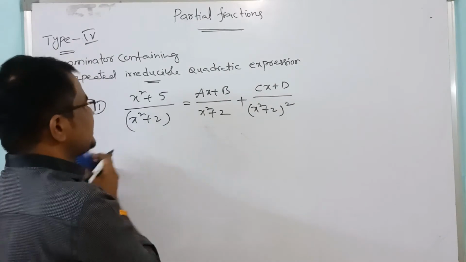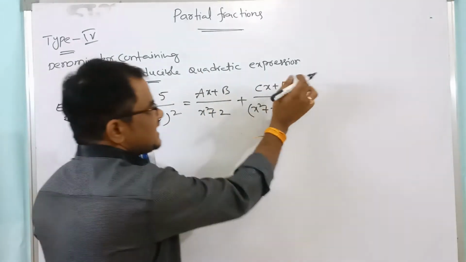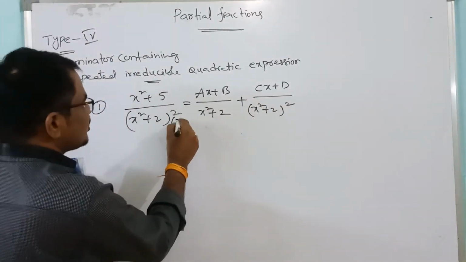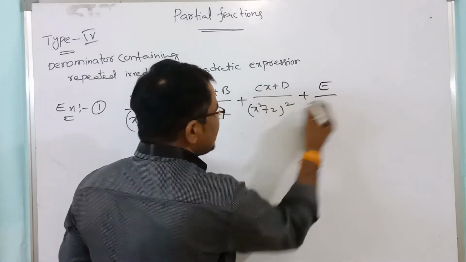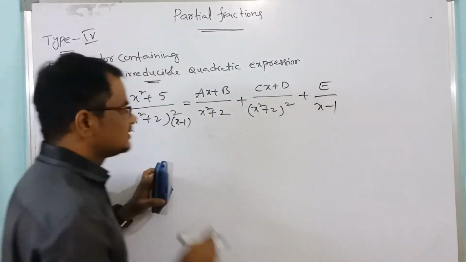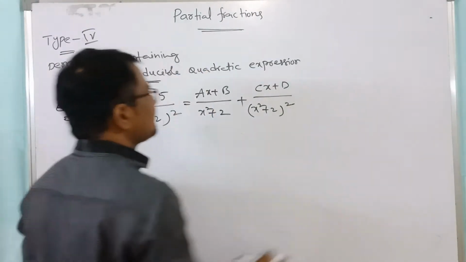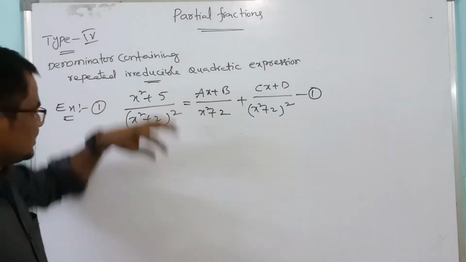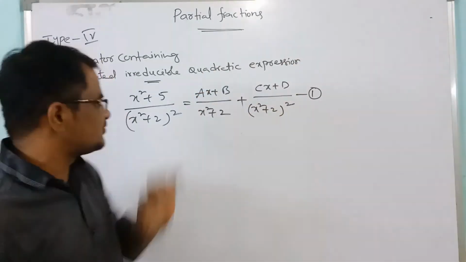Now here only the square is there: ax plus b by x square plus 2, cx plus d by x square plus 2 whole square. Suppose here one more linear is there, x minus 1. What do we have to write? E by that linear, x minus 1, like that. Okay? Now take this as equation number 1: linear by quadratic and second linear by quadratic whole square.